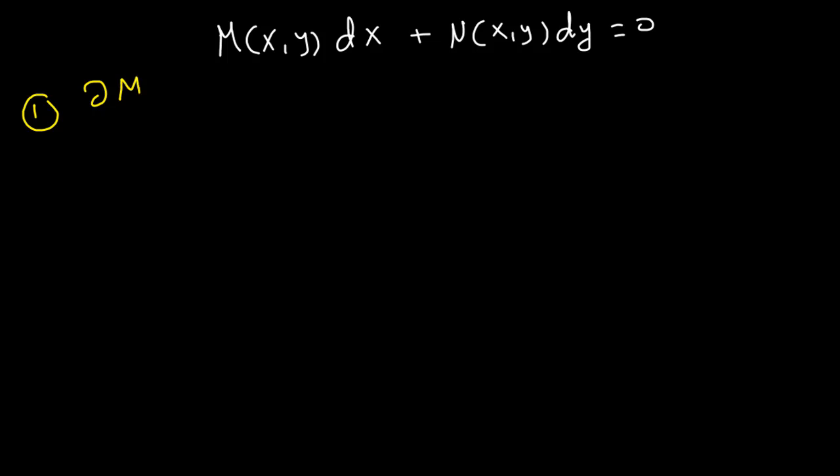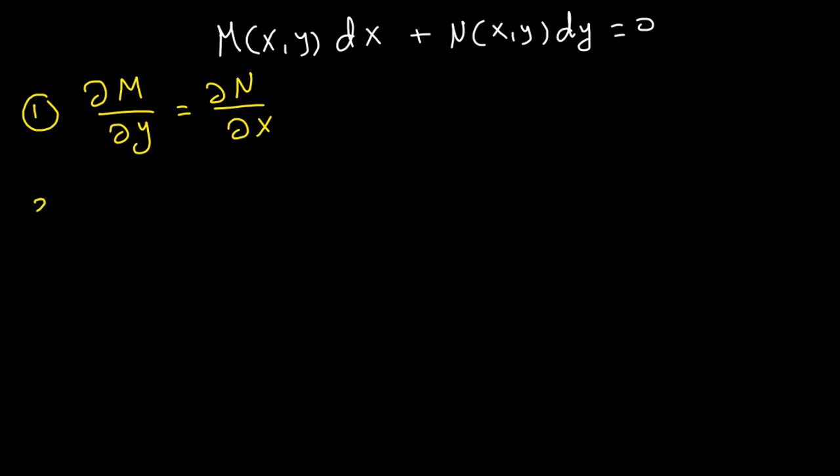look at partial M by partial y, and see if it is equal to partial N by partial x. If this is satisfied, then the differential equation is an exact differential equation, and from this we conclude that the solution of this differential equation is guaranteed to exist.